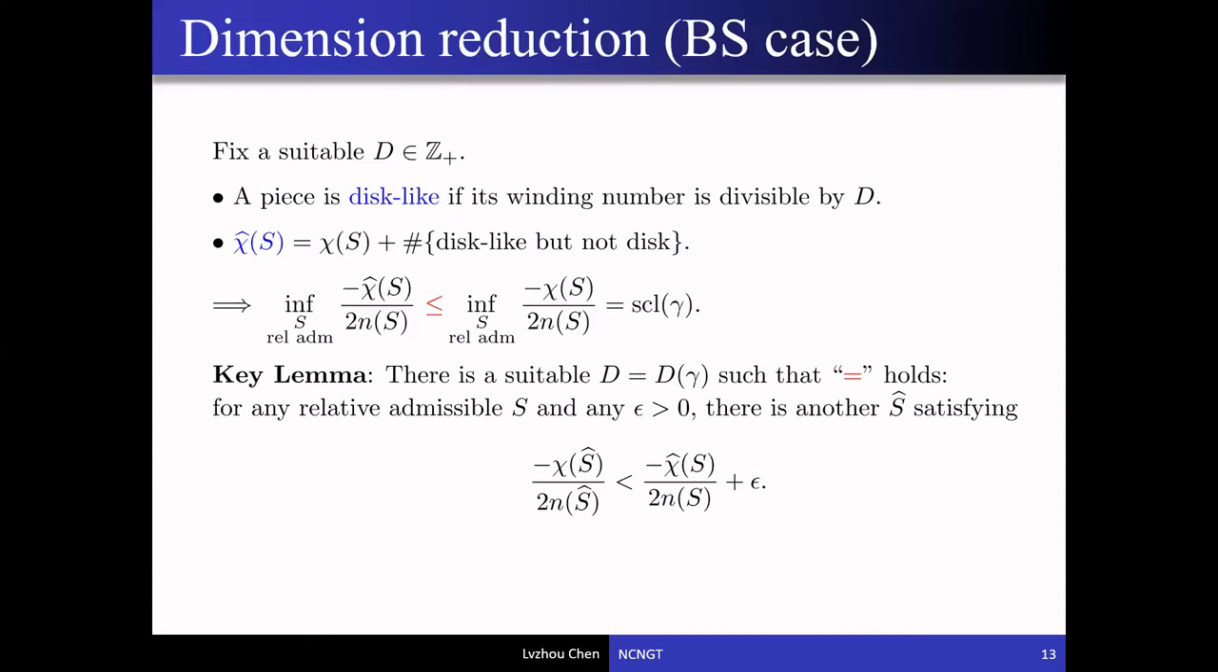Once we have established this key lemma, the advantage is that we can use this new Euler characteristic to do the linear programming. And the key is that we just need to know the winding number mod d to know whether a piece is disk-like or not. That allows us to encode just a finite amount of information from all those blue edges, which originally had infinitely many choices, but now if we take the winding number mod some finite number, it has only finitely many choices.